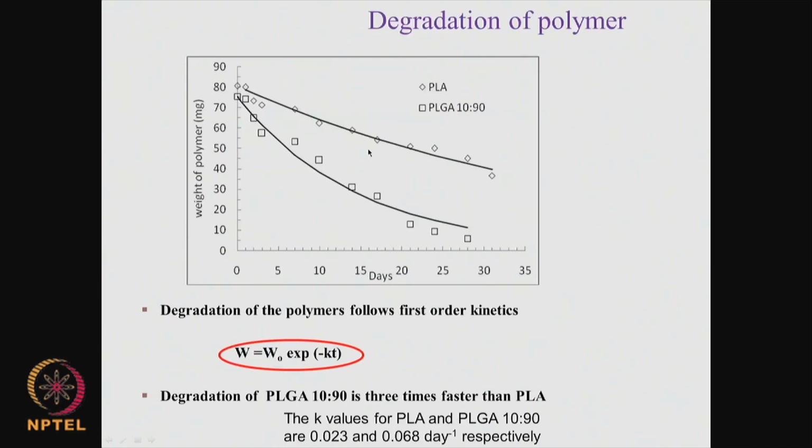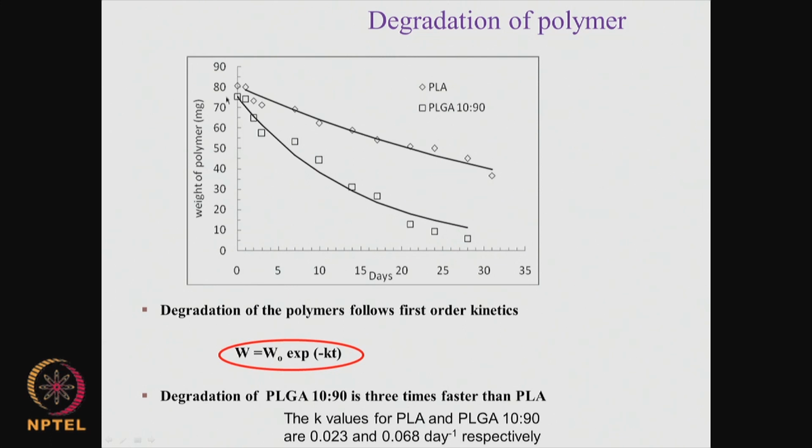Now, if you look at degradation of a polymer, this is an example picture I am showing. PLA starts from 80 milligrams going down to 50 milligrams in 30 days, and PLGA starts from 75 milligrams going down to 25 milligrams in 30 days. Glycolic acid is more biodegradable than lactic acid, as you can see in these two pictures. So, by modifying the amount of glycolic acid in a polylactic system, I can modify the weight loss.